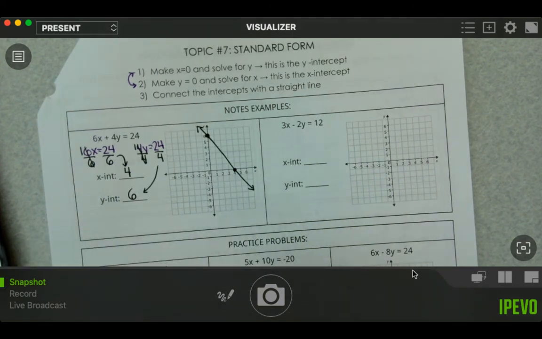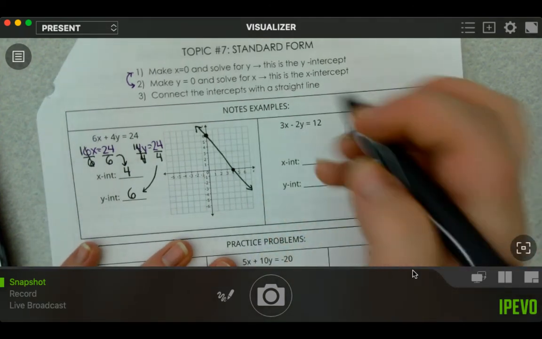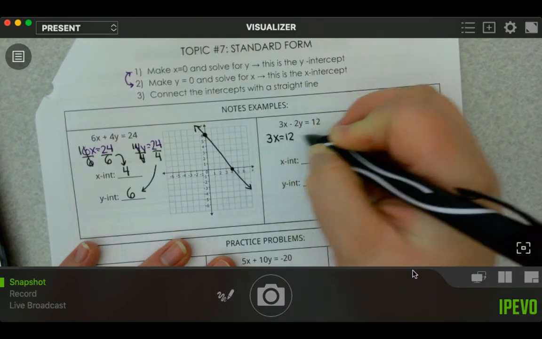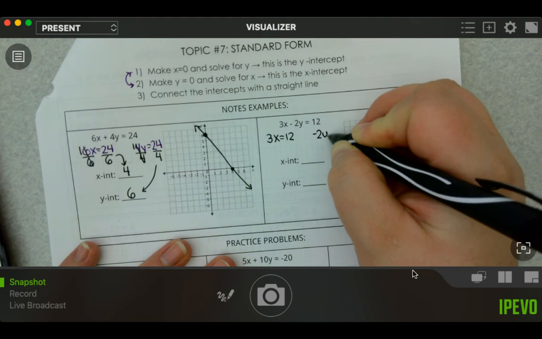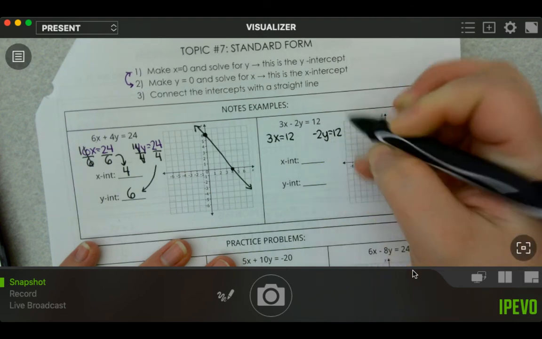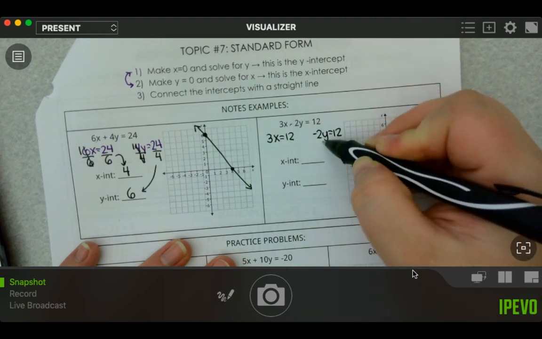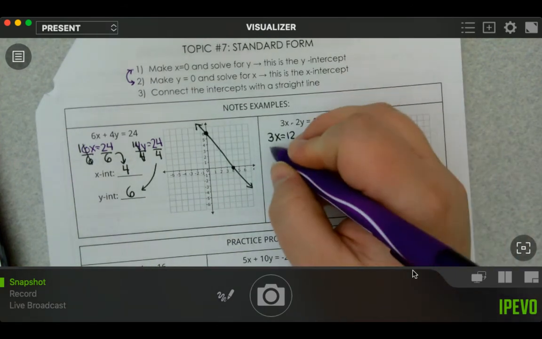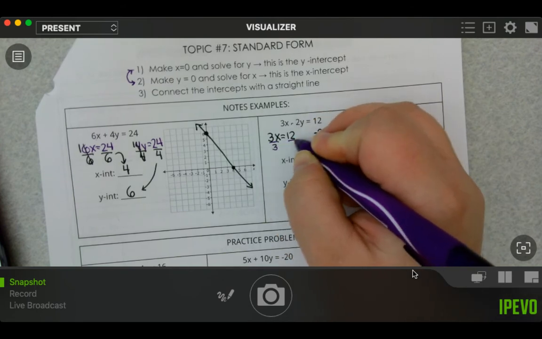Let's try one more over here. What you're going to do is basically write the equation without the y's, and then write the equation without the x's. Just be careful because this 2 has a negative in front of it, so you have to keep that negative there with the 2y. Then I'm going to divide by 3 over here.